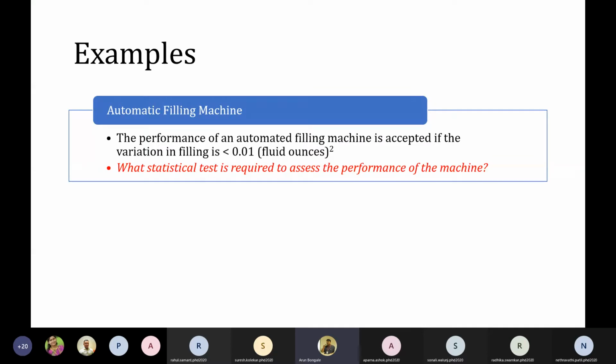So the manufacturer or the end user, right? Being an end user, if I want to purchase that particular filling machine, the manufacturer is claiming a certain filling variation. If I want to fill 1 liter, then instead of 1 liter, it may fill either 1.01 liters or less than that, that is, plus or minus 0.01. That is the variation, right? We need to check whether the claim is right or wrong.